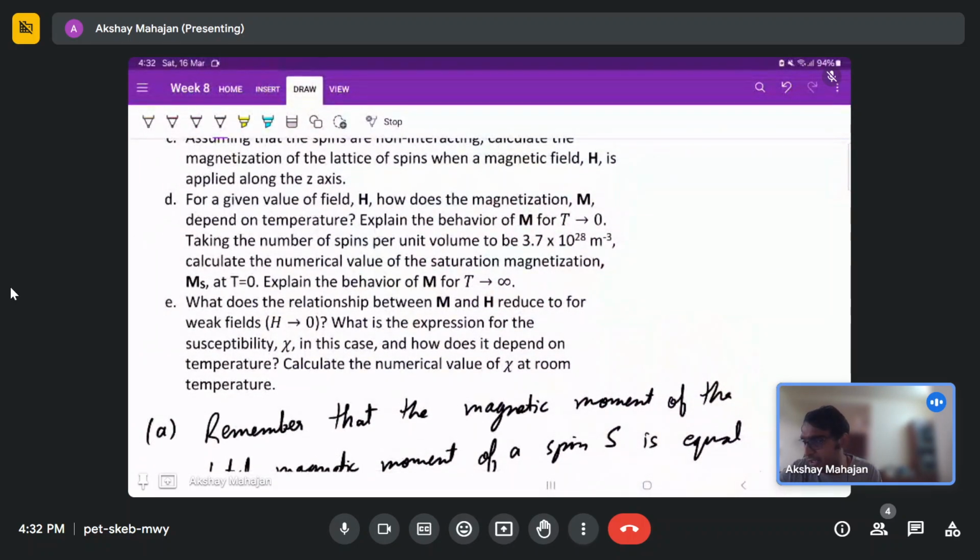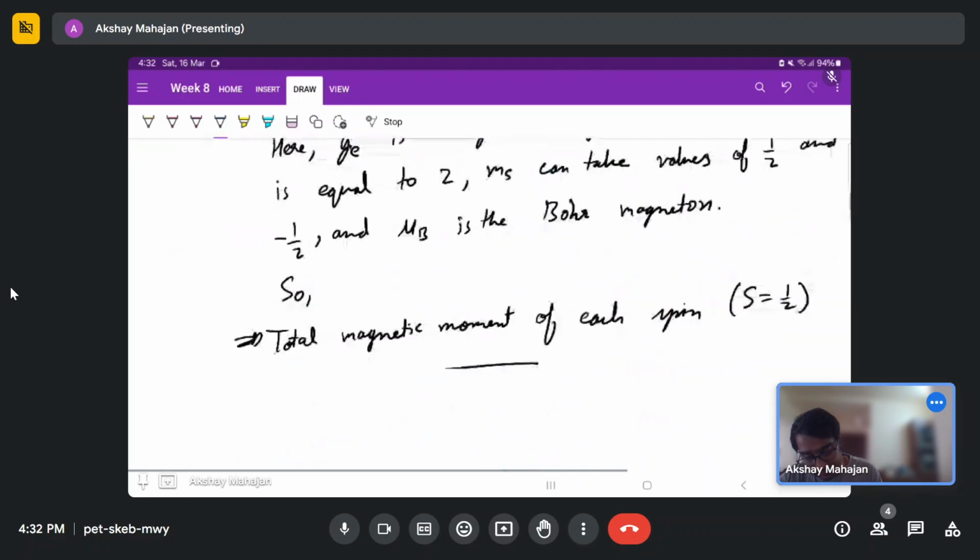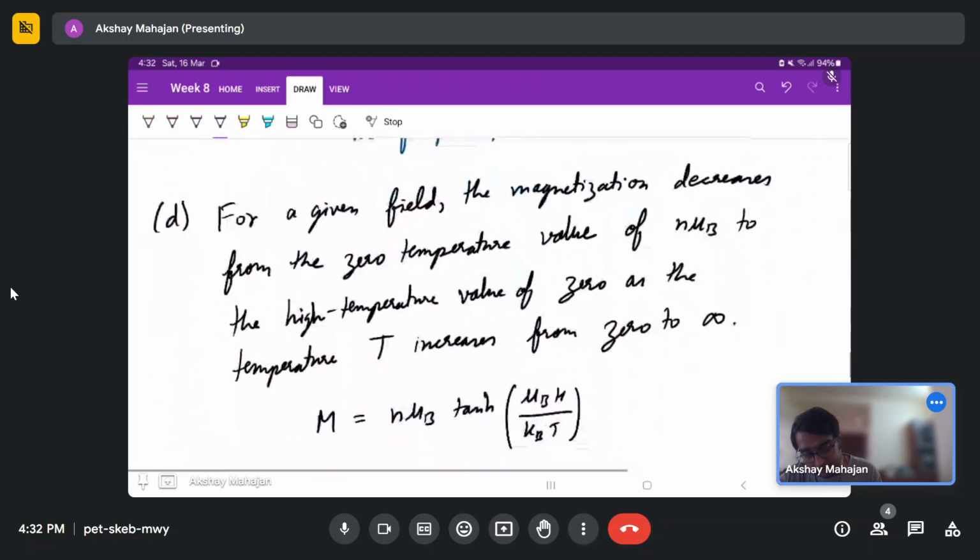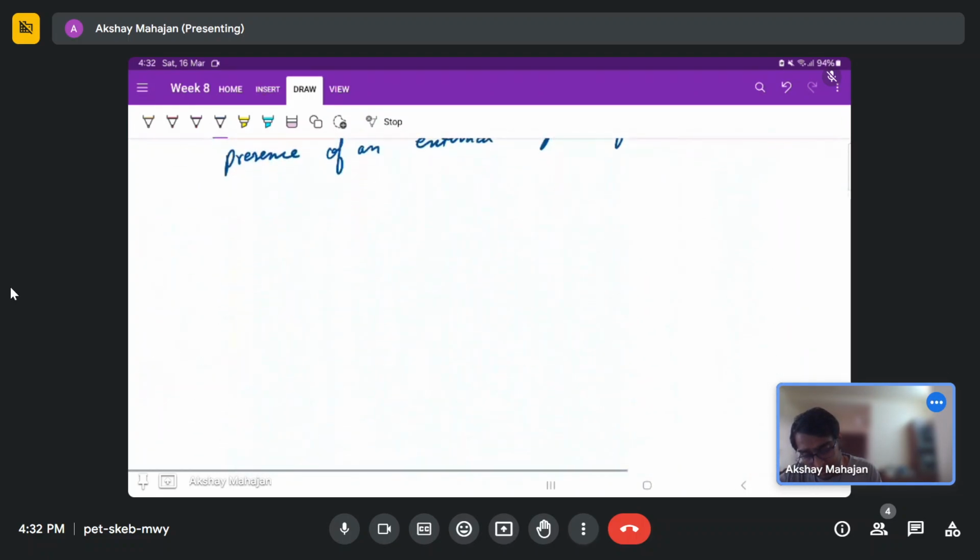Now the part E is. In this part E, what does the relationship between M and H reduce to for weak fields, H tends towards zero, and what is the expression for the susceptibility in this case, and how does it depend on temperature? Calculate the numerical value of the susceptibility at room temperature. Okay.